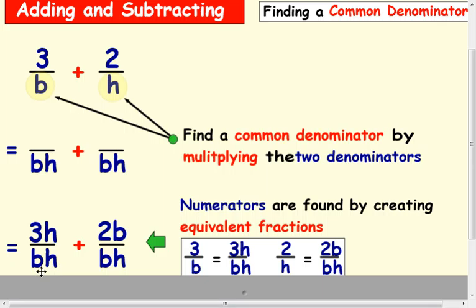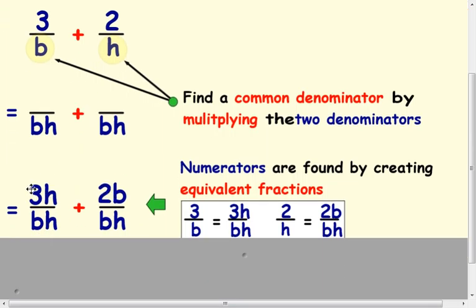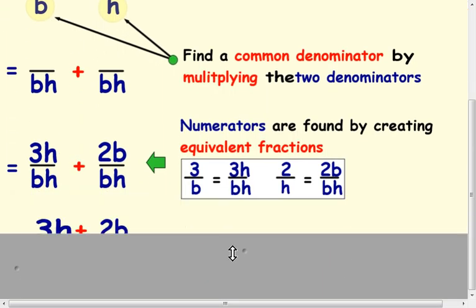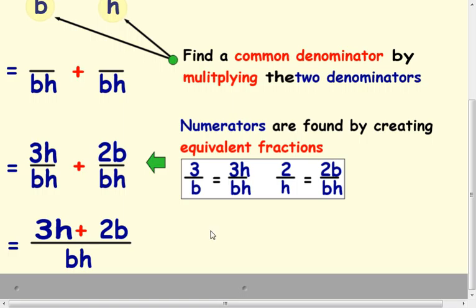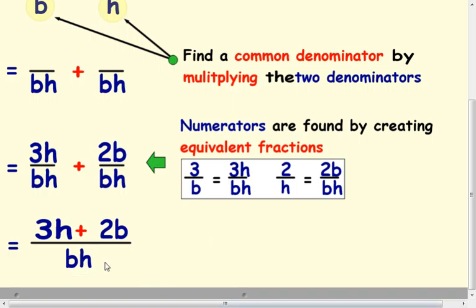Okay, now you've got a common denominator. Basically you need to add the top two things, so 3h plus 2b. That's all you do, you write it 3h plus 2b, and that's you finished, all over bh.